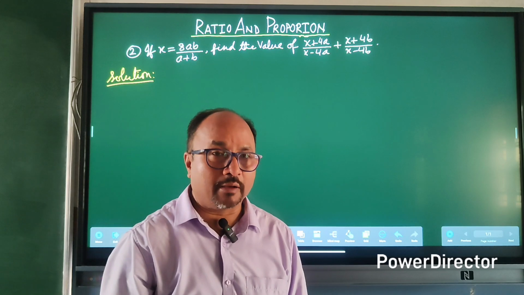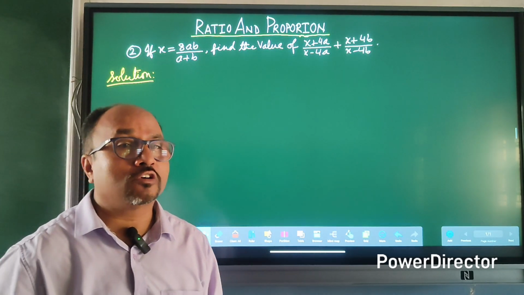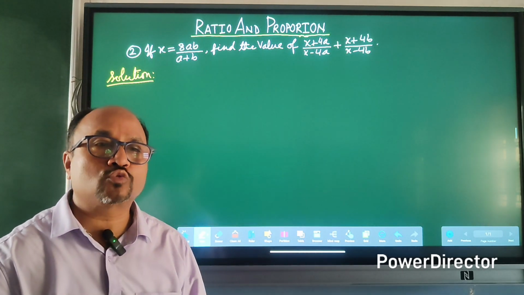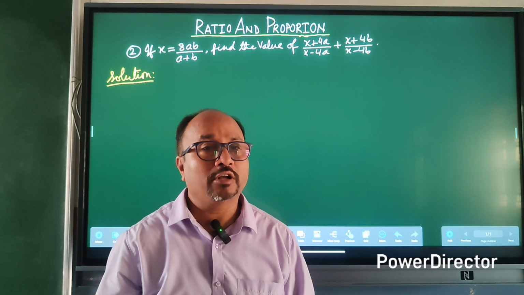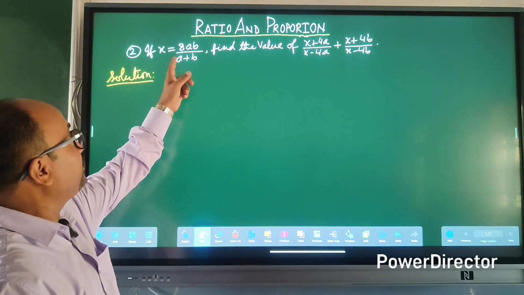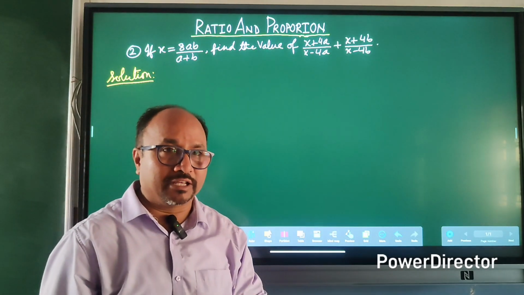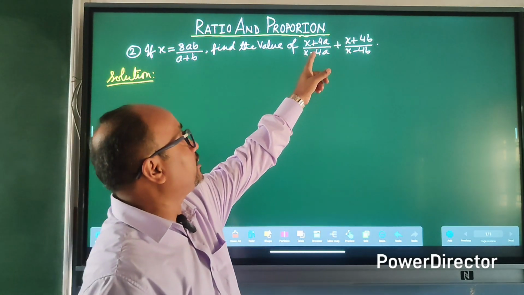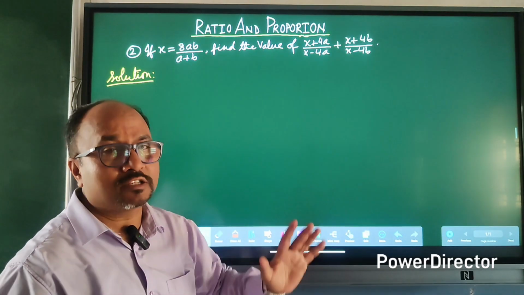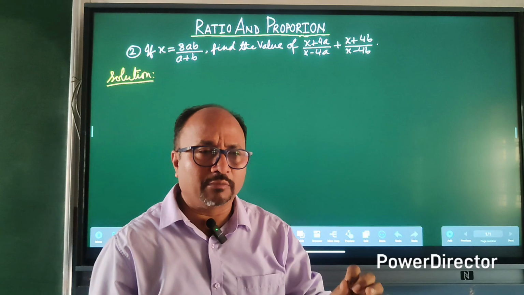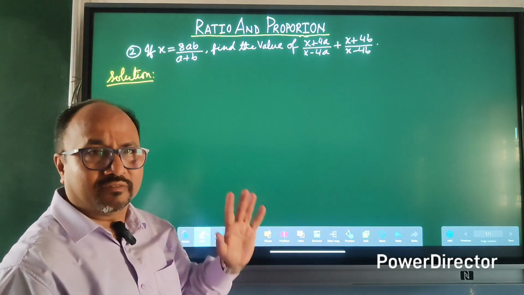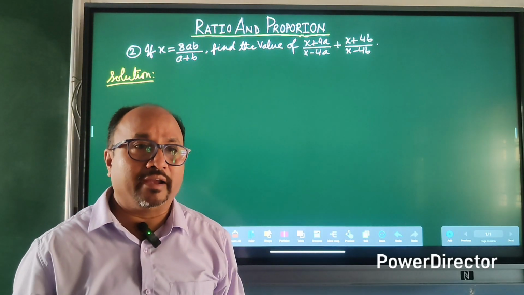Now let us take another sum, a sum which, if not solved in a proper way, will become too lengthy, and then you will find that you are not able to simplify and get the result. The question goes like this: if x equals 8ab/(a + b), you are asked to find the value of (x + 4a)/(x - 4a) + (x + 4b)/(x - 4b). The most tempting part in this sum is, you all think the x value is given there, let us put it over here and simplify it.